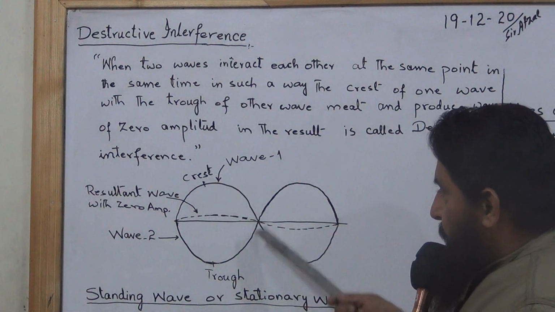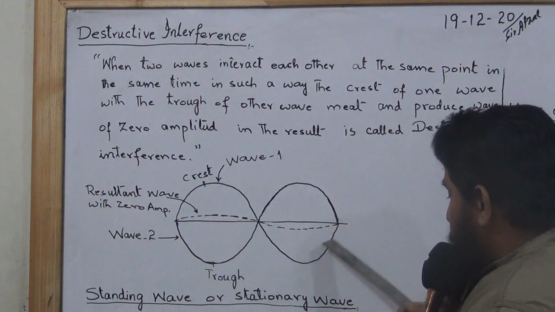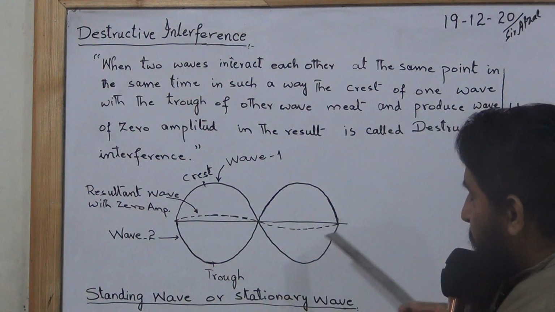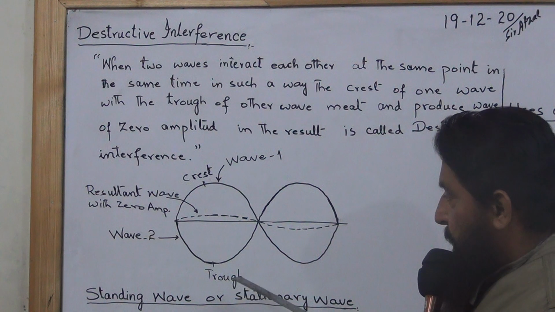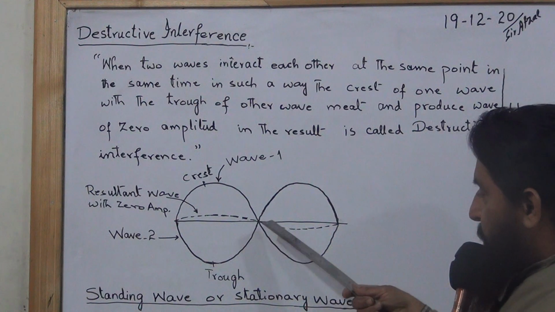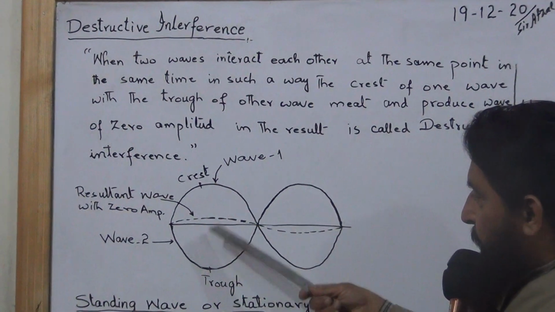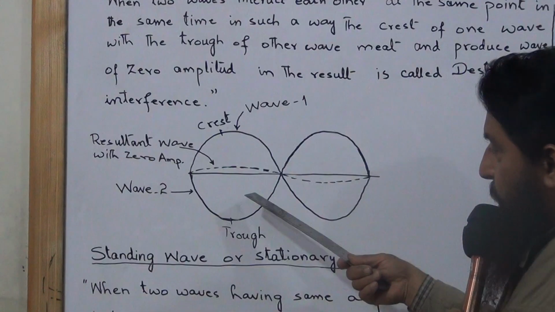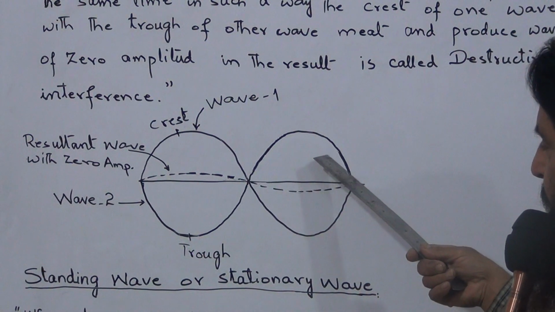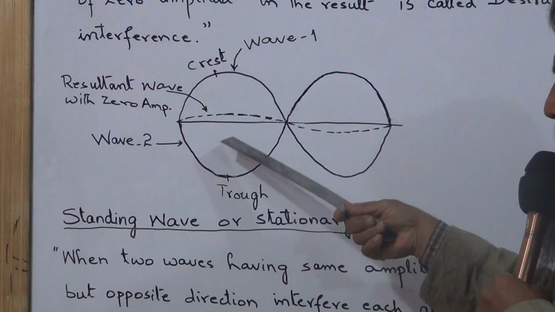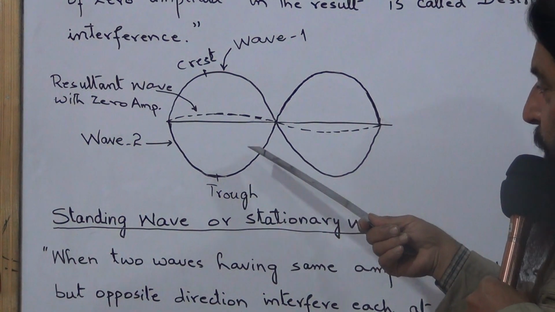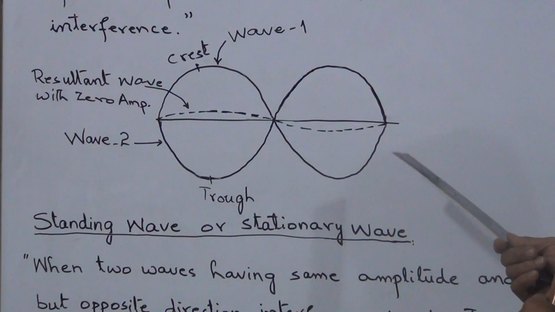Look at the diagram. This is one wave and this one is the other wave. Both waves are meeting at the same point at the same time. This one is the crest of one wave and this one is the trough of the other wave. Both are meeting at the same point at the same time, so we get zero output. Likewise for the other crest and trough. Crest and trough cancel each other and we get no output. Therefore it is called destructive interference.